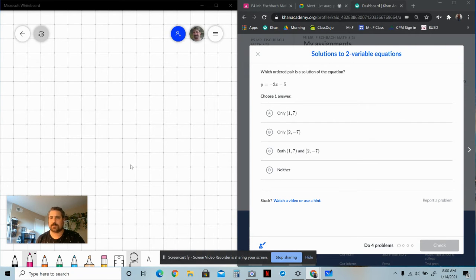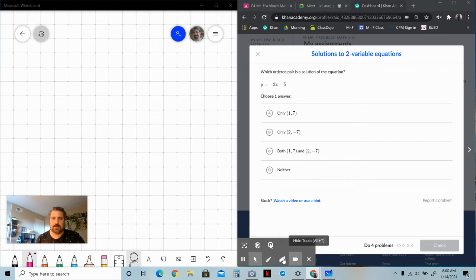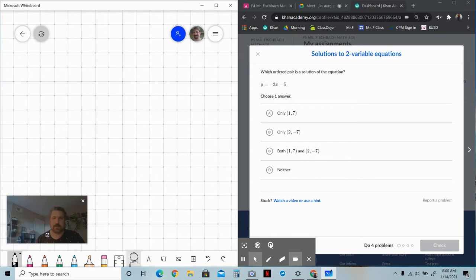So let's go. The first one says, which ordered pair is a solution to the equation y equals negative 2x minus 5? The key to doing these problems is to carefully substitute and check to see if the ordered pair they give you does in fact give you a true statement. In this particular one, you have the equation y equals negative 2x minus 5, and you're just going to test them out.